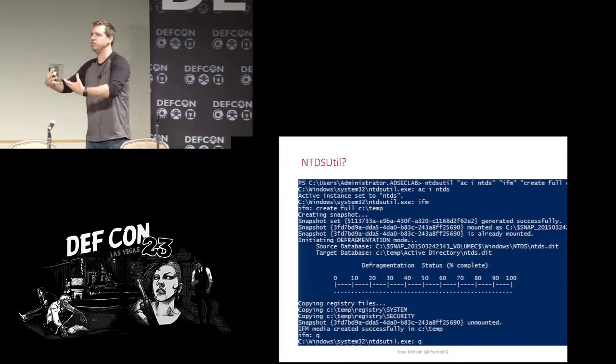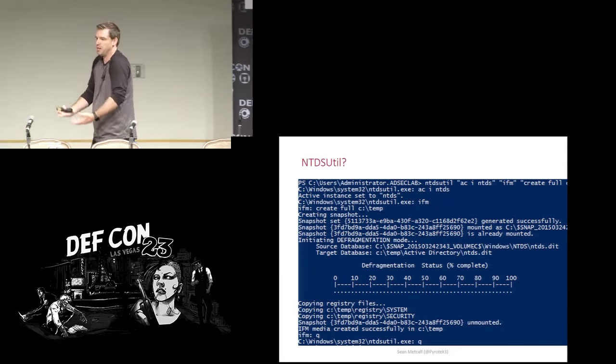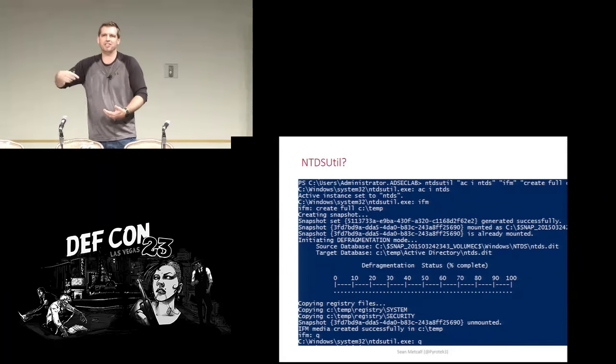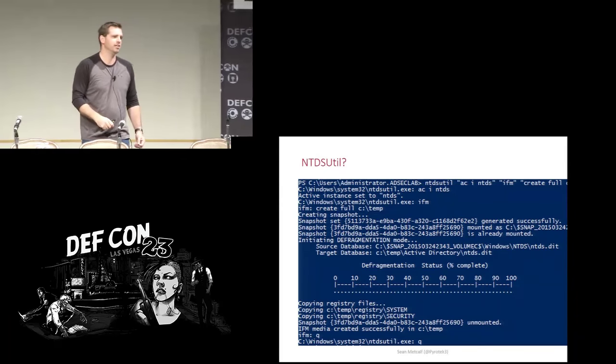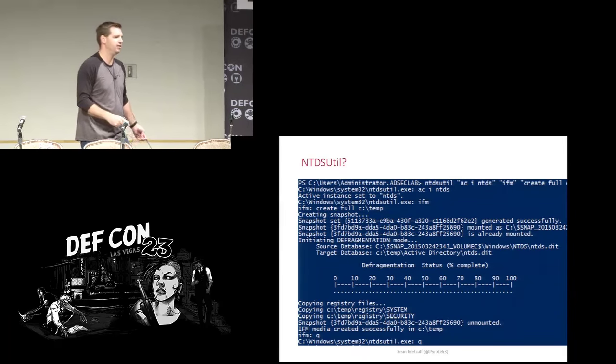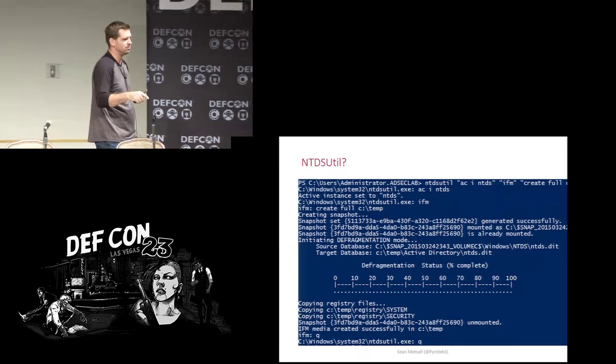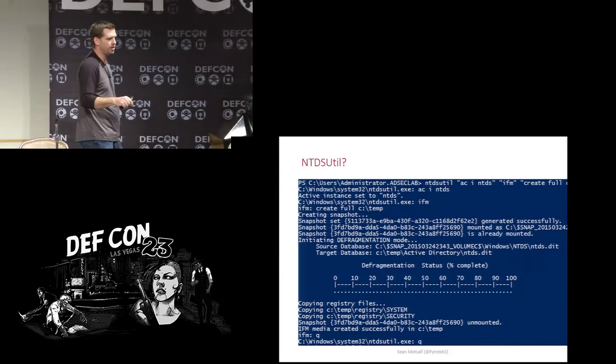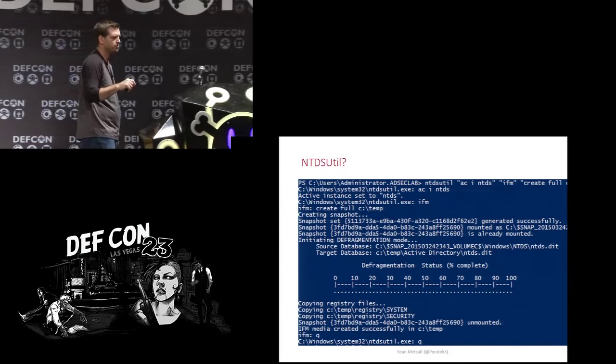And it seeds that DCPromo process with a copy of the database. So now it just needs to copy down the deltas over the wire. Well, what's interesting about this is that's the ntds.dit file. It has the system hive, it has the security hive, so the syskey's in there.